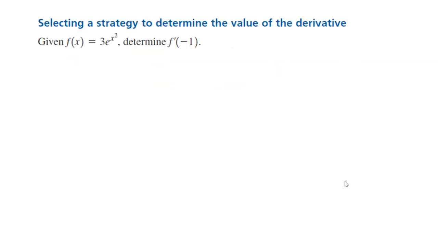So, let's try this one. Selecting a strategy to determine the value of the derivative. What we're asking for is the value of the derivative of the function when you put -1 into it. So let's do the derivative. Well, that's just a coefficient, folks. I'm going to treat it as if the 3 was on the outside, and we don't really need to do anything with it much.